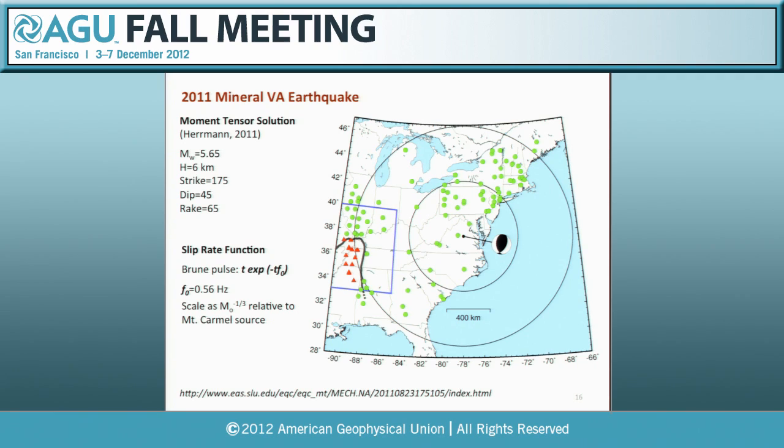Okay, now moving on to Mineral, Virginia. This is a slightly larger event. Magnitude 5.65 is what I used here. That's based on the work Bob Herman had done. 6 kilometers in depth. Primarily, it's a thrust event.